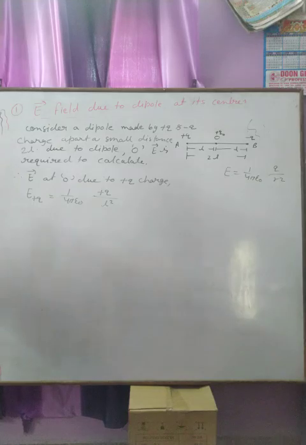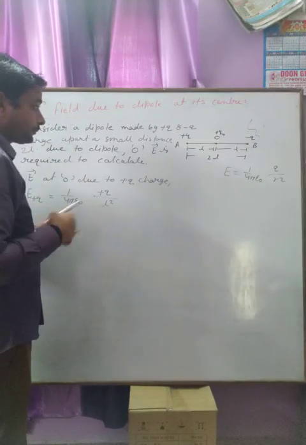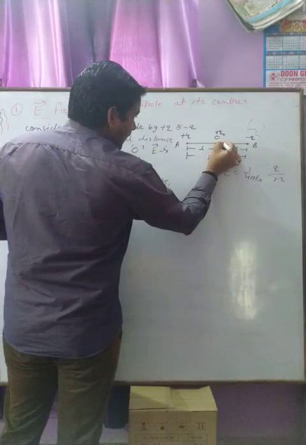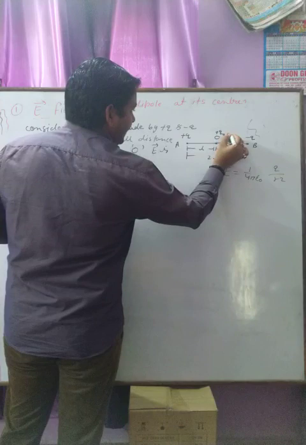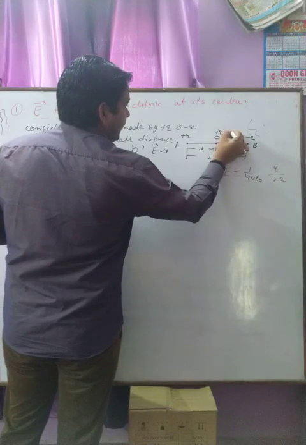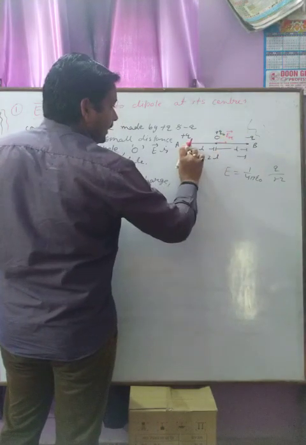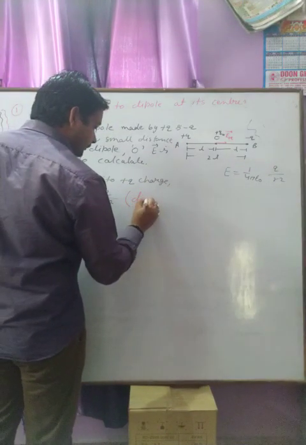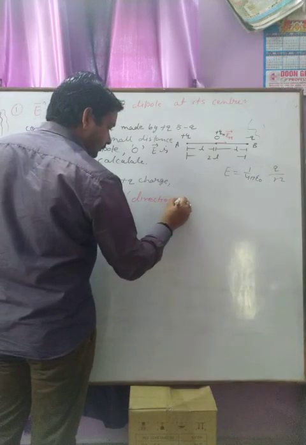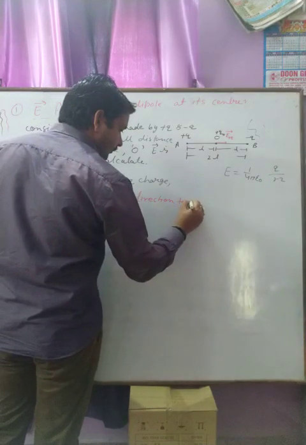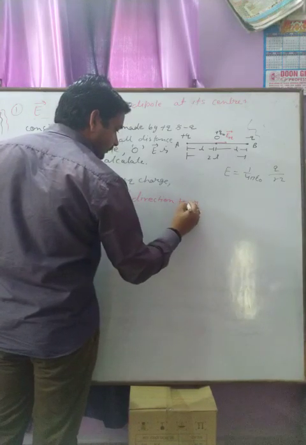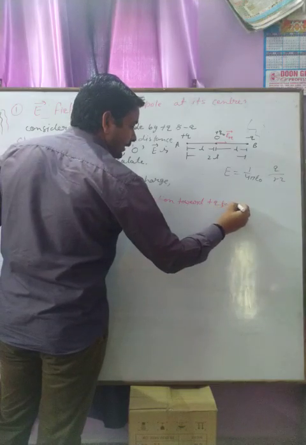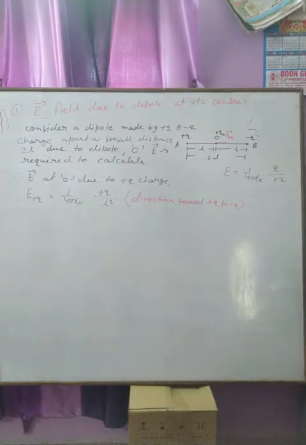Here student, we observe the direction of the electric field. The direction of the electric field due to plus q is from positive charge to negative charge. We are using here the direction toward minus q.